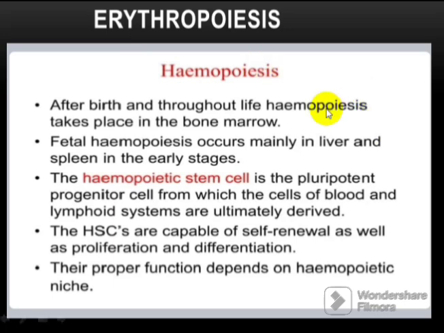We are going to stop here today. Our next class will look at erythropoiesis, that is formation of red blood cells. Alright? So for now, we'll call it a day until we meet again.